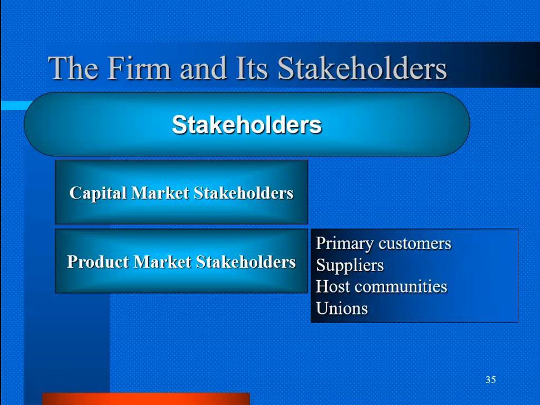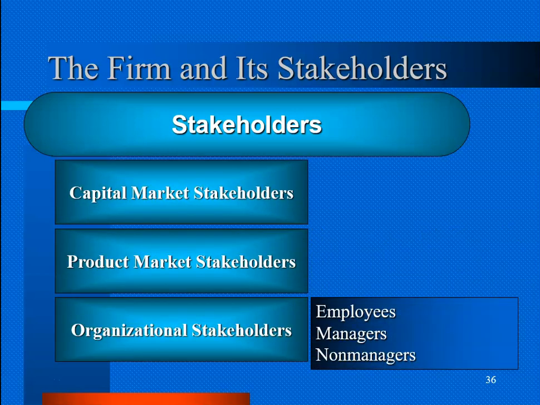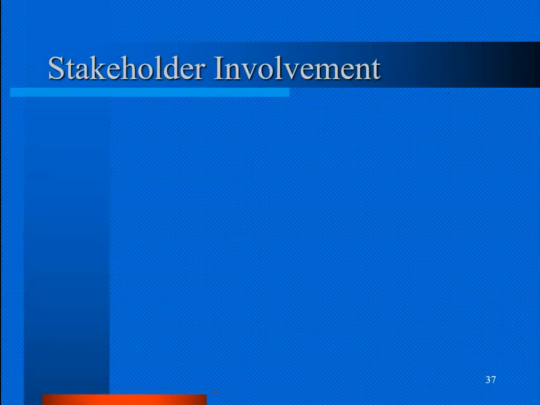Then we have product market stakeholders. These are your primary customers, your suppliers, the communities that you operate in, any union that you may be operating under. We call that your product market stakeholders. And then we have our organizational stakeholders, which are the employees, the managers, and the non-managers. All the stakeholders are important. I don't know that we can say that one set of stakeholders is more important than the other.